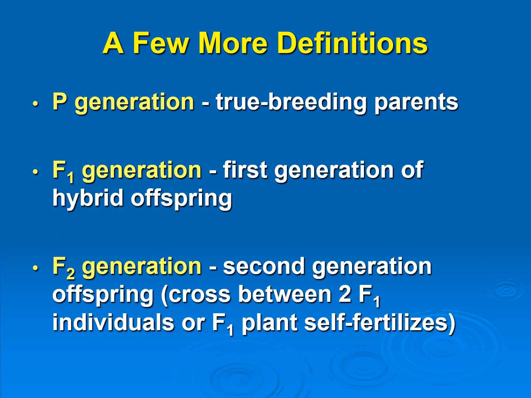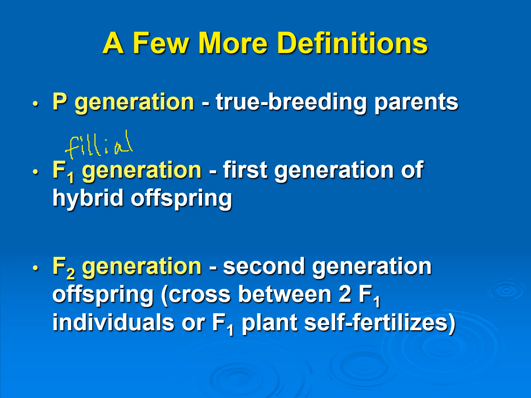Okay, a few more definitions. The P generation, P stands for parental. These are going to be the true breeding parents. And then the F1 generation, this will be the offspring of the P generation. F just stands for filial, and filial just means offspring. Okay, and this will be our first generation of hybrid offspring. So the one is just the first generation.